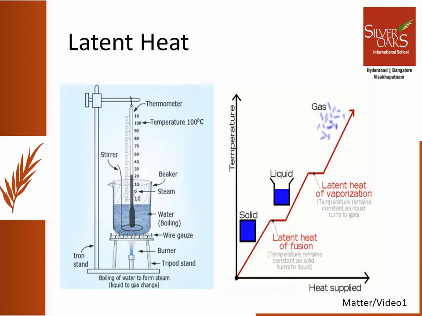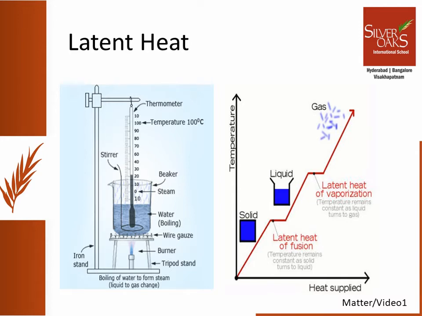When this interchange of states is happening, we observe that some part of this heat is used but is not shown in the form of rise in temperature. This heat is hidden and is called latent heat. For example, when we take a certain mass of ice and start heating it, it keeps on absorbing heat, but the temperature is constant at 0 degrees Celsius.